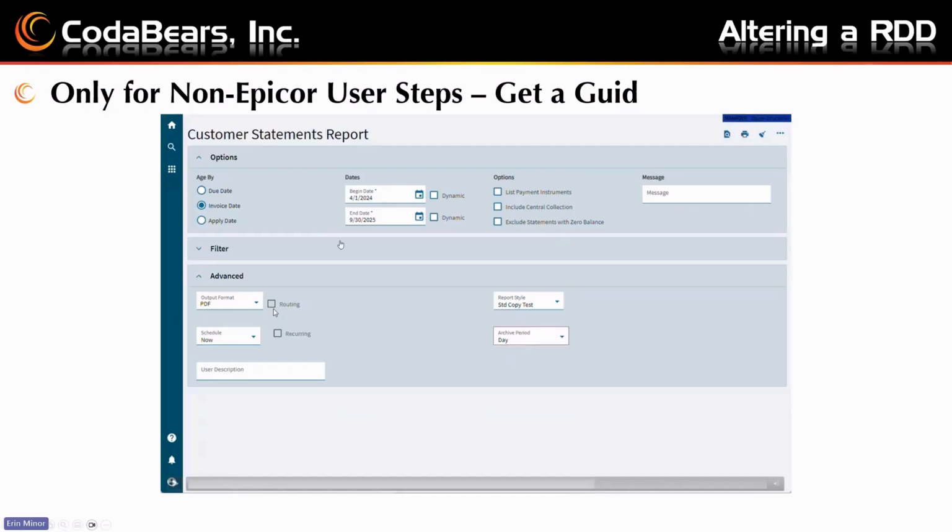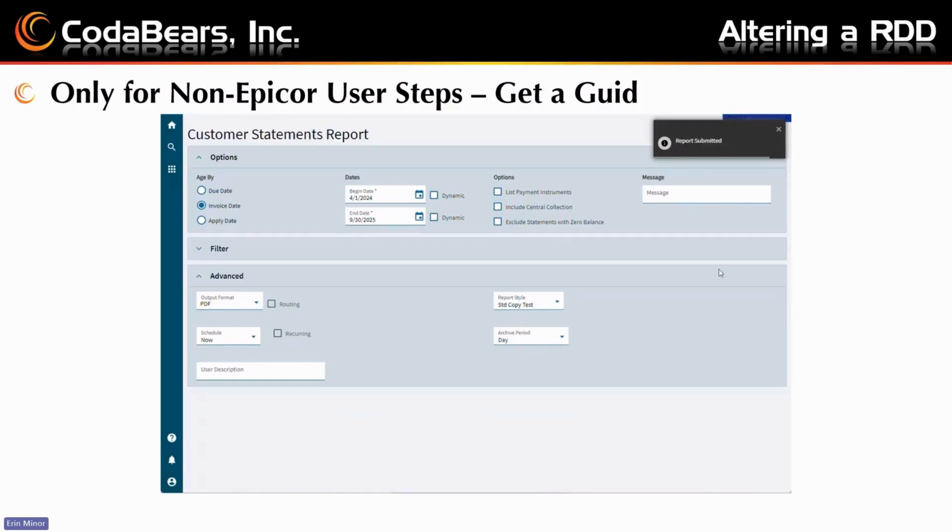So make sure you uncheck that routing before you click on anything to print preview to test it to generate a GUID. People will be mad at you if you do not uncheck that. And then you click print preview and it'll say report submitted just like that, which is excellent.